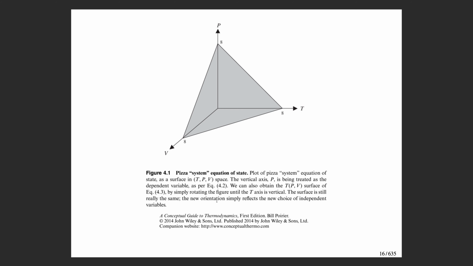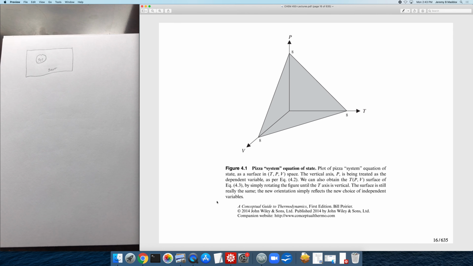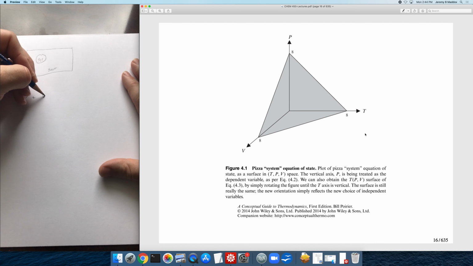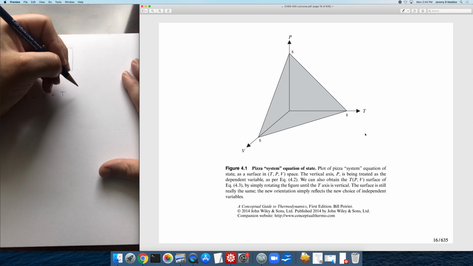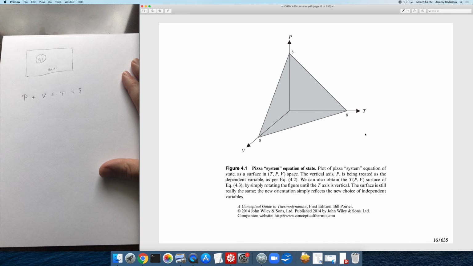So here is an example from Poyer's book describing a very simple equation of state. This is the pizza system equation of state. And the idea is that you have three friends. You've got Paul, Valerie, and Thomas. And they are each sharing a pizza that has 8 slices. And the presumption is that they're going to eat all 8 of them. And so the number of slices that Paul eats, P, plus the number of slices that Valerie eats, V, plus the number of slices of pizza that Tom eats, T, must equal 8, the total number of slices of pizza.